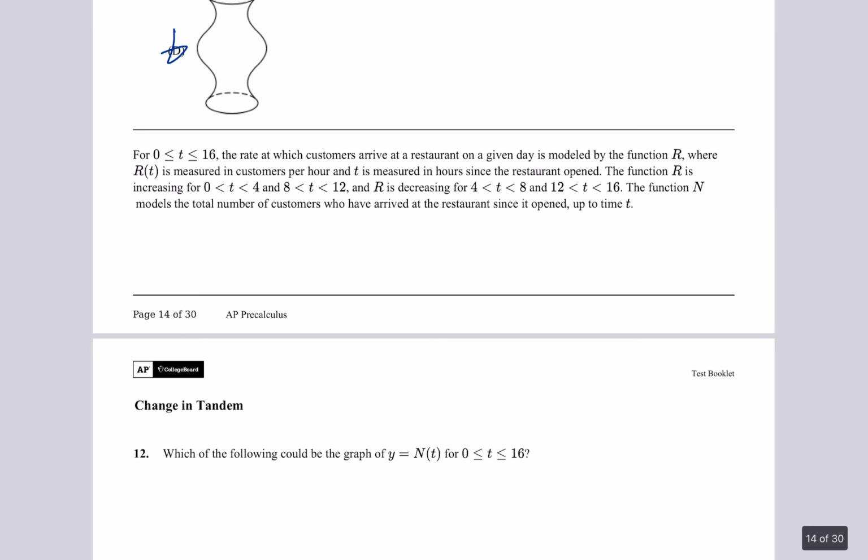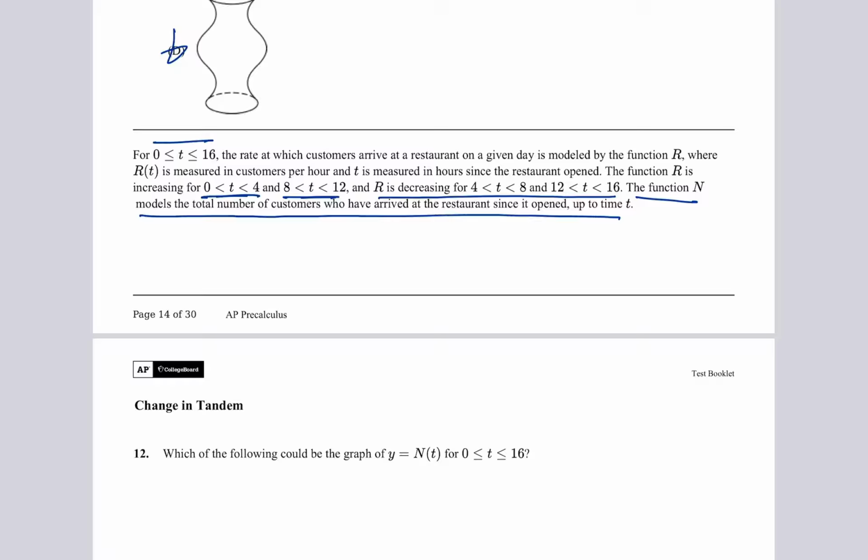Here it is. Okay, for t between 0 and 16, the rate at which customers arrive at a certain restaurant on a given day is modeled by the function r, where r of t is measured in customers per hour and t is measured in hours since the restaurant opened. The function r is increasing for the following and it's decreasing for the following. The function n models the total number of customers who arrived at the restaurant since it opened up to time t.